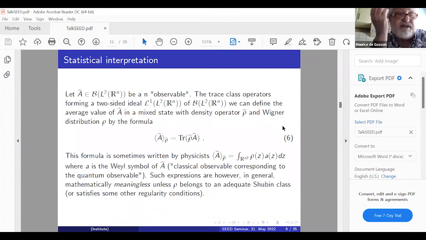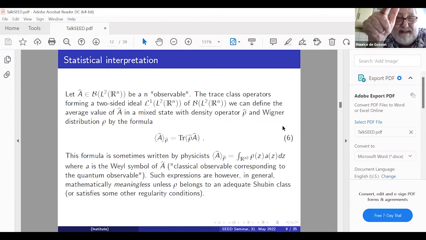Good. So the statistical interpretation, well, it's quite obvious. As I said here, let A hat be a bounded operator on L2, call it an observable, as physicists do. So the trace class operators forming a two-sided ideal L1 of B(L2), we can define the average value of A hat in a mixed state with density operator rho hat by using formula 6. So the average of A hat is defined by taking just the trace of rho hat times A hat here.